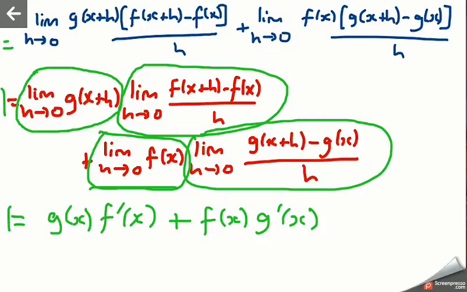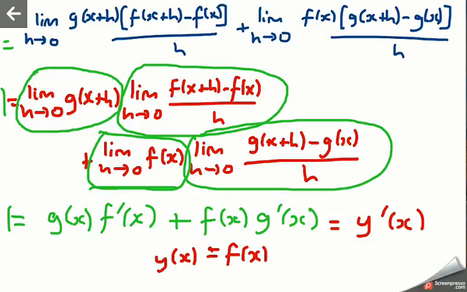So the derivative of y of x, where y of x was equal to f of x times g of x, turns out that when you differentiate that thing, it's equal to g of x times f prime of x plus f of x times g prime of x.